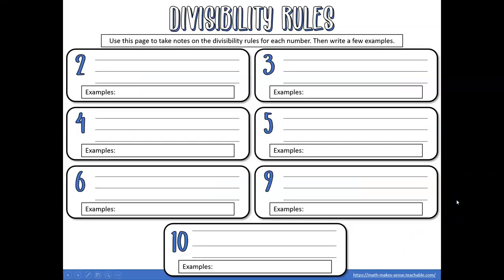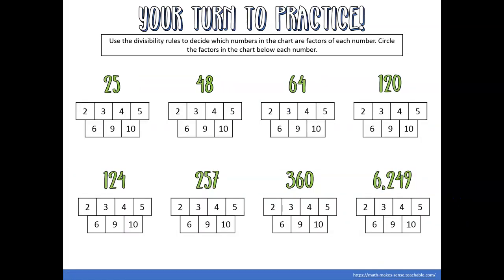Okay, so you have your sheet that hopefully you've filled out all of those rules by now. And then you have your practice sheet. See which one of those works.